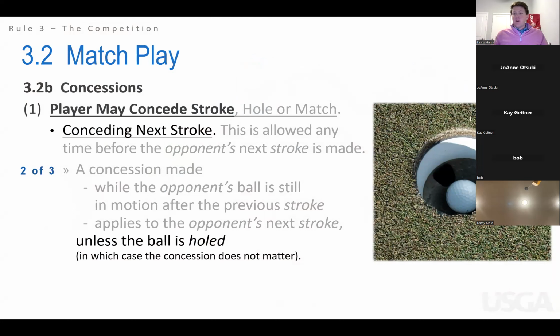Unless that ball happens to be holed. Like I said, if that ball was putted from 10 feet away and I conceded it when it was 5 feet away from the hole, and then it keeps rolling, and then it drops in the hole and it's holed, well, my concession doesn't really matter because there is no next stroke to be made. The ball is just holed with the last stroke that was made, and that's the end of it. My concession, like it never even happened.